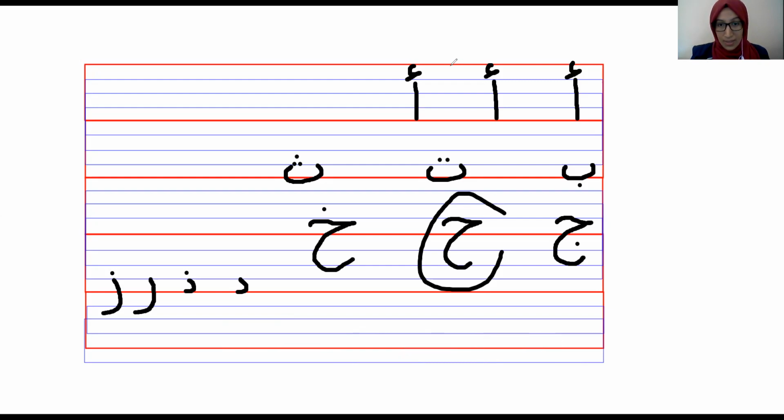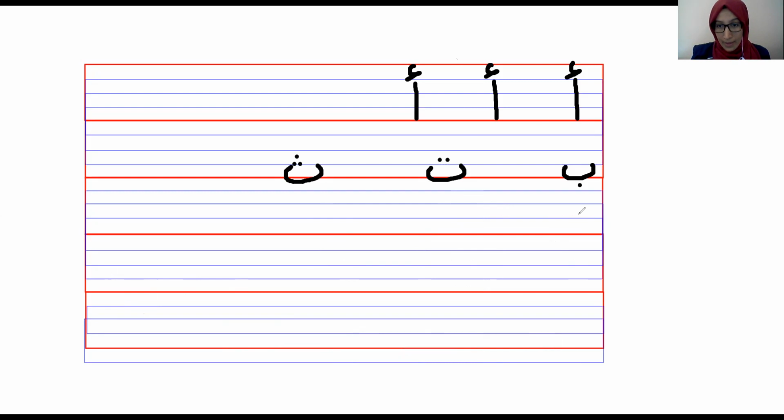Then I have ain and ghain. Ain, one on, two under. Ghain, the same form but with one dot on. Ain, ghain. Fa, I write it like this. Qaf is not within the first line, it is one dot under, one line under, sorry. Qaf. It's not ka. I have ka. Fa, qaf.